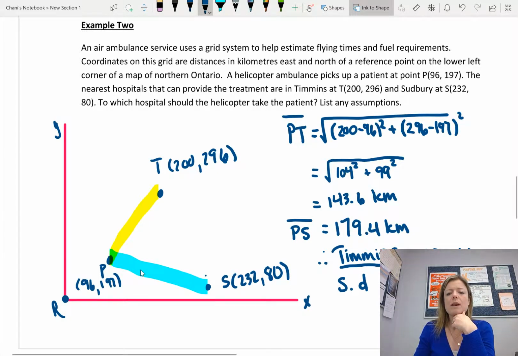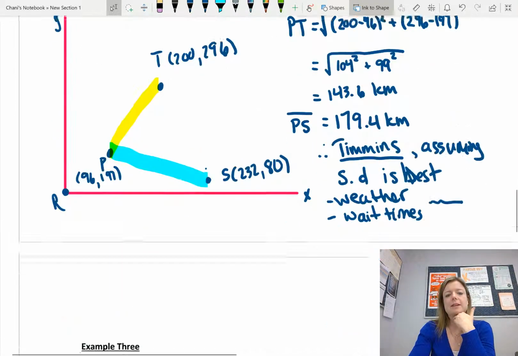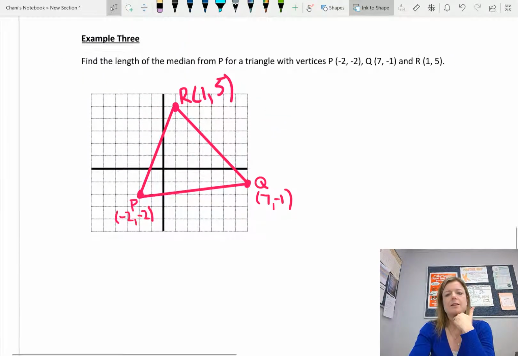Okay, so what else would they want to look at? They would want to look at weather conditions, like is it snowing in Timmins but not in Sudbury? Is the wind unfavorable? They would want to look at how busy the wait times are in each hospital. Maybe there's a huge wait line in Timmins and not in Sudbury, things like that. So you would want to write other different considerations because our result of Timmins, we're just looking at the distance, but there's other things to take into consideration.